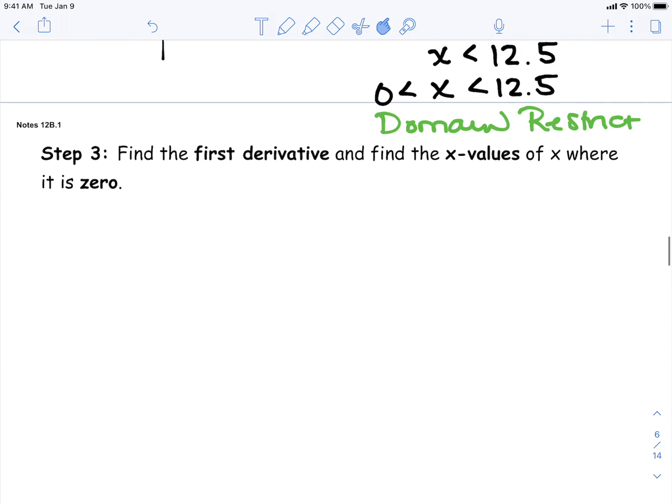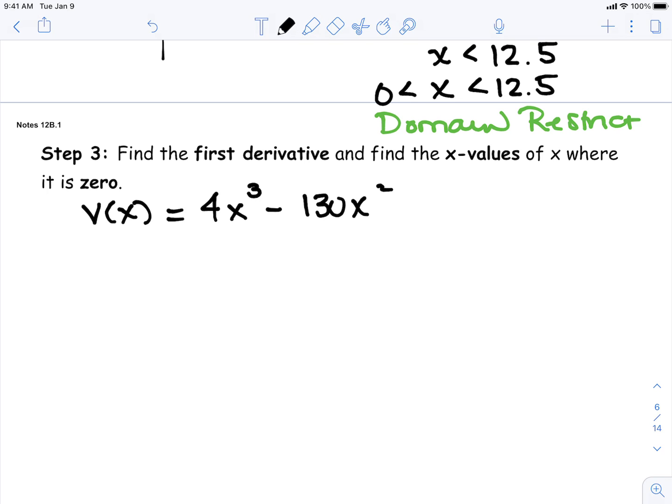All right, step 3. We want to find the first derivative using our power rule and then find those x values for which it is equal to 0, the critical points. So our function, I'm just going to write it down again for you, is in standard form 4x cubed minus 130x squared plus 1000x centimeters cubed. Now we're going to do the derivative.